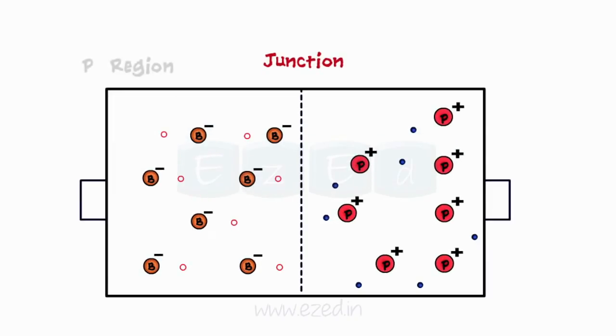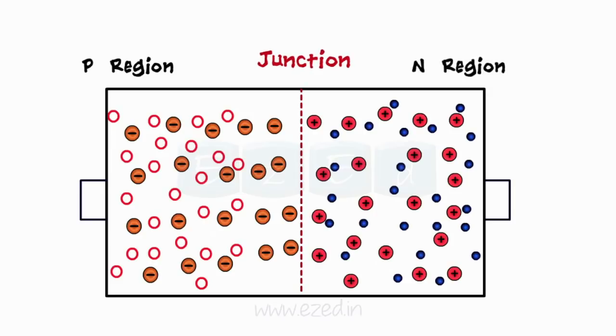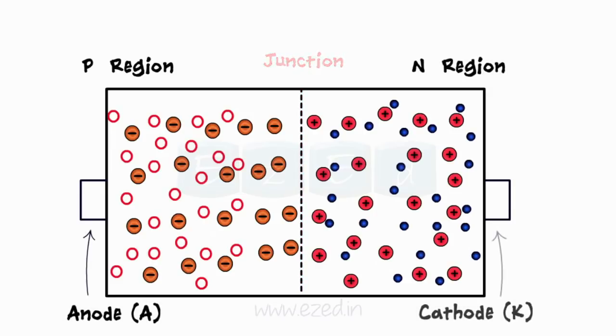As a result of this doping, an electrical isolation is formed between the two regions, which depicts a junction. The symbol of the diode is as shown.